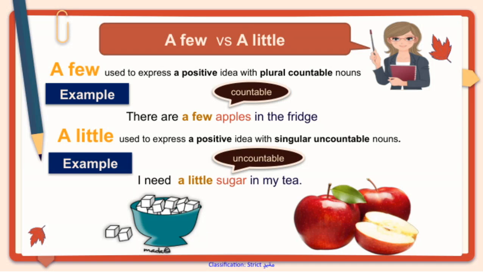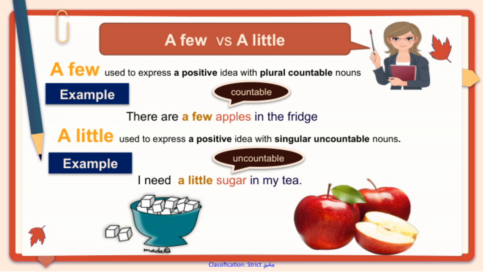Let's take a look at the difference between uncountable and countable nouns when we want to talk about quantities. For uncountable nouns like sugar, we often use a little to express a small amount. For example, I might say, "I need a little sugar in my tea." This shows that I want some sugar, but not a lot, and sugar is uncountable, so we use a little.